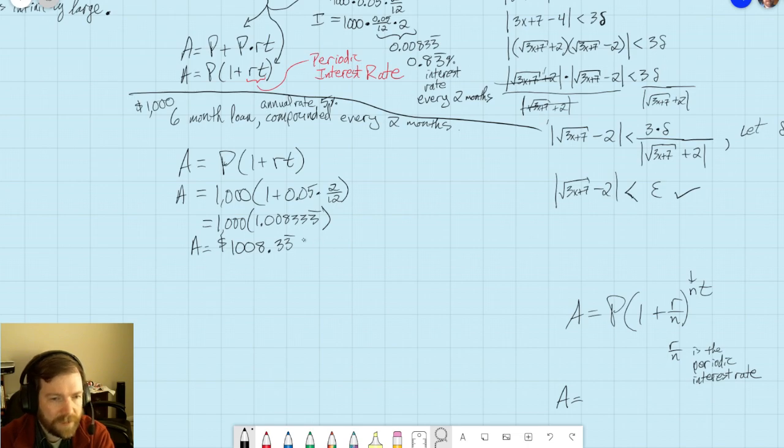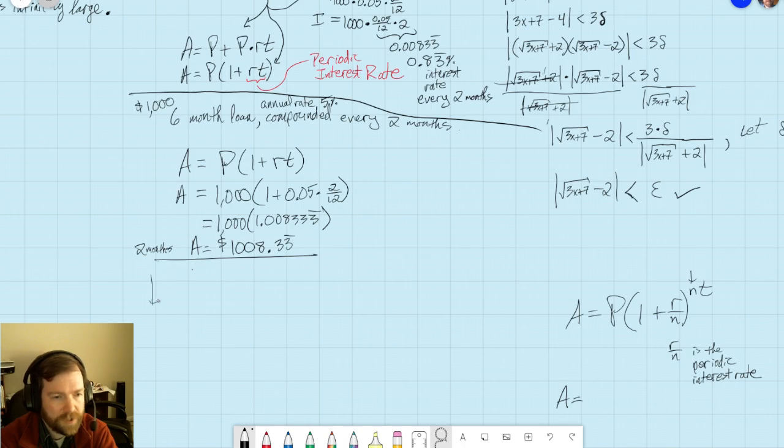All right, this is our A value. This is how much we owe after the first 2 months. All right, how much do we owe after 4 months? So if we haven't paid anything off, which is a dangerous prospect, we say, okay, this means that this is the first 2 months.